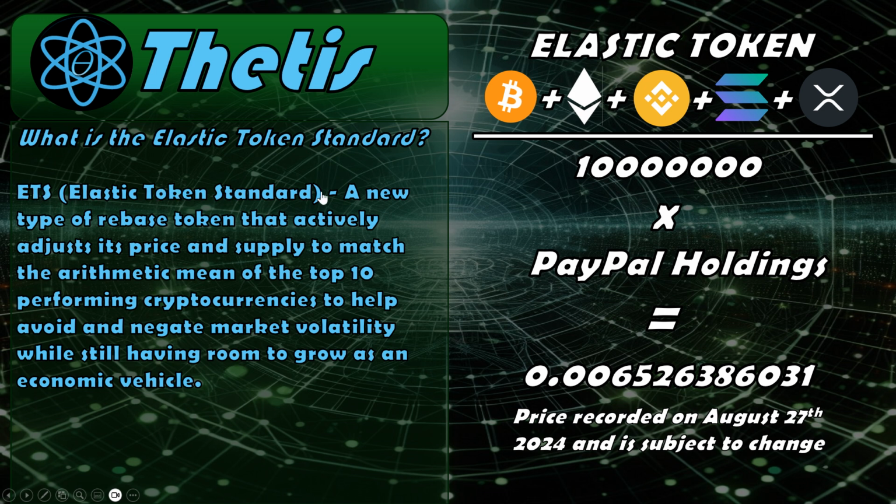ETS, Elastic Token Standard, a new type of rebase token that actively adjusts its price and supply to match the arithmetic mean of the top 10 performing cryptocurrencies to help avoid and negate market volatility while still having room to grow as an economic vehicle.